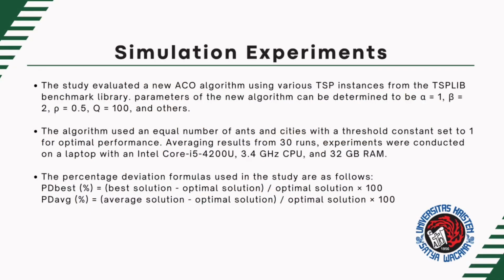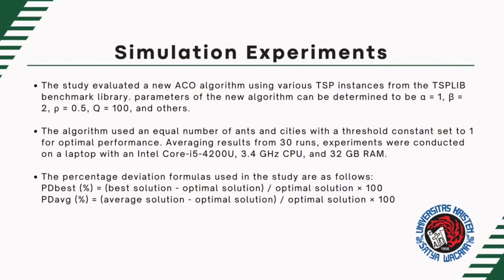Now we proceed to delve into the simulation experiment section to address topics related to problem solving. The study evaluated the new ACO algorithm using various TSP instances from the TSPLIB benchmark library. Parameters of the new algorithm were determined to be alpha equals 1, beta equals 2, and the others. The algorithm used an equal number of ants and cities, with the threshold constant set to 1 for optimal performance.